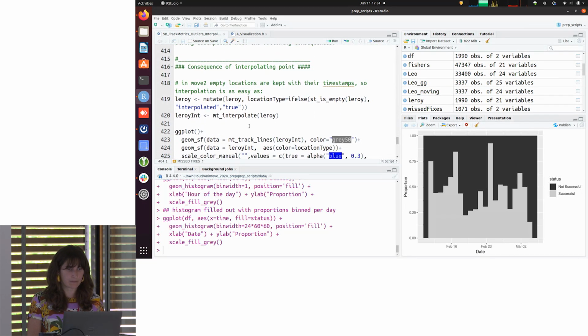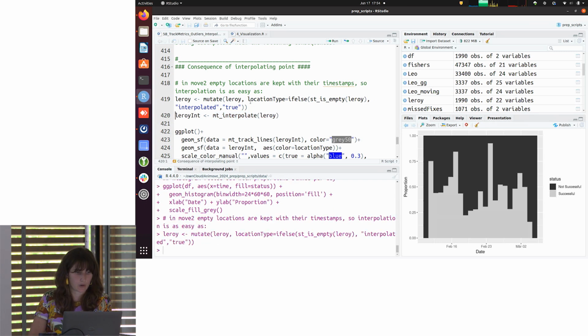We use again Leroy. And when you have missing locations, so when you have empty geometry, it's very easy to interpolate because we can just feed the object to the function mt_interpolate from move2. And this will recognize what are the time steps at which the location is missing, and based on the previous location and the following location it's going to do a linear interpolation. So it's just going to take the distance divided by the time gap, and it's going to interpolate the points.